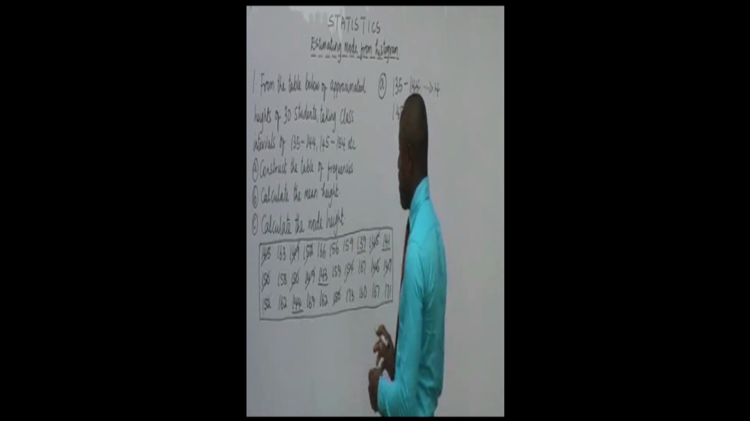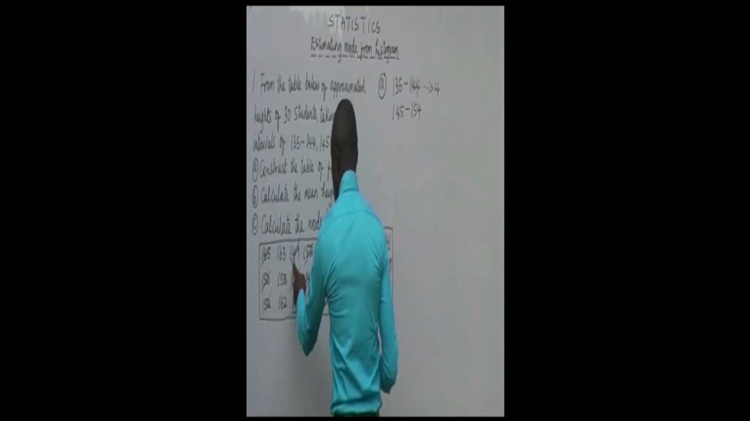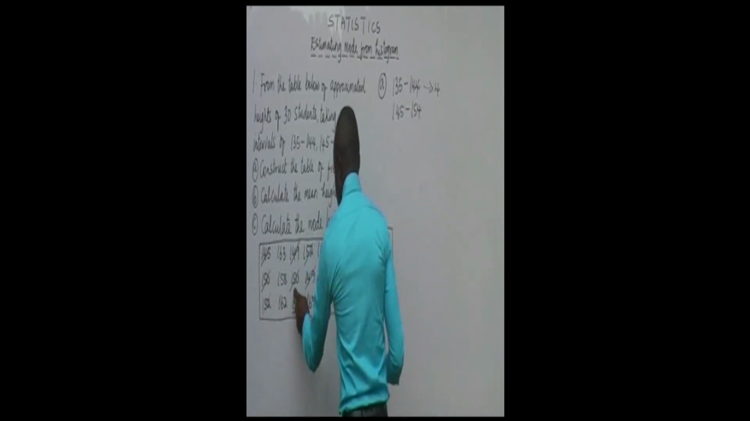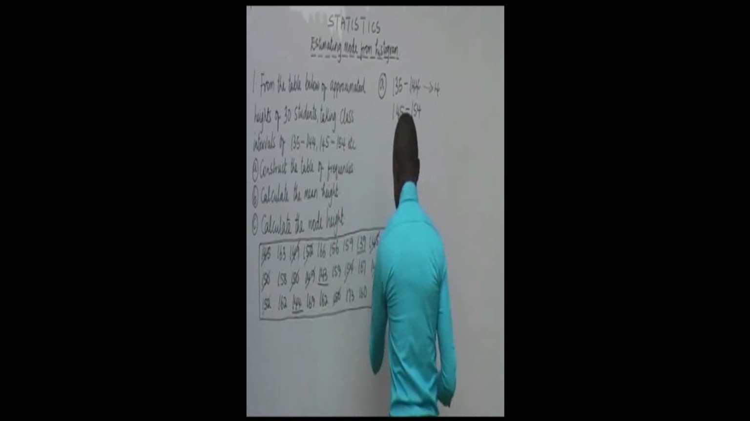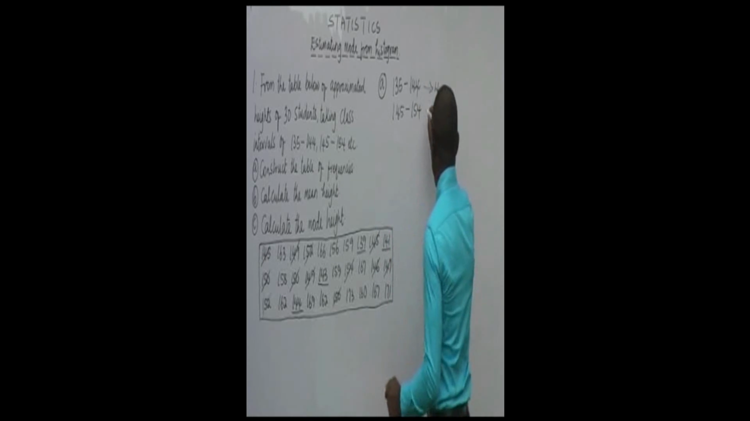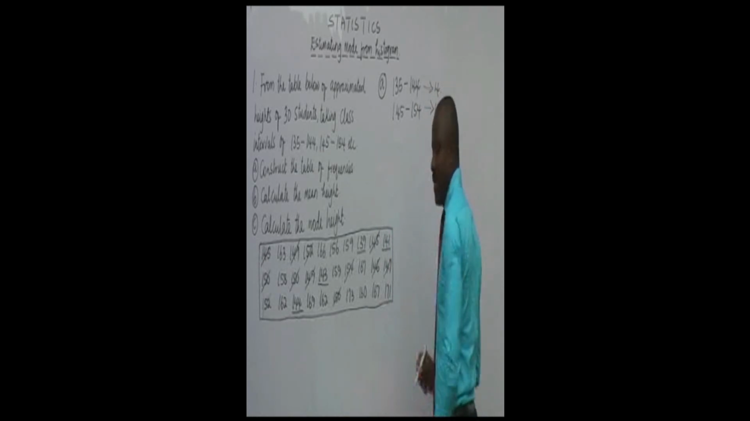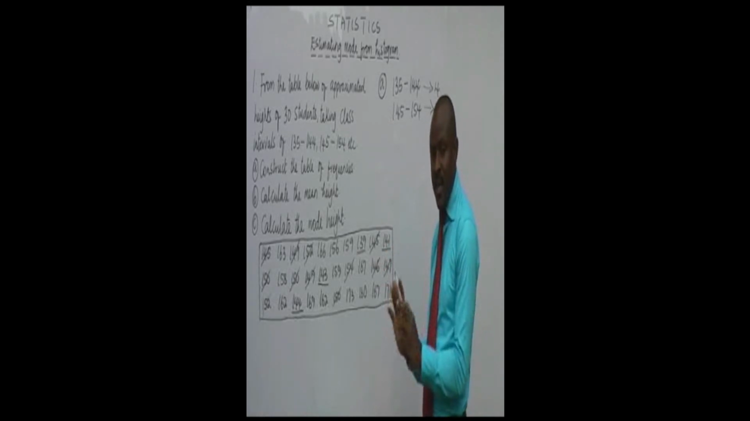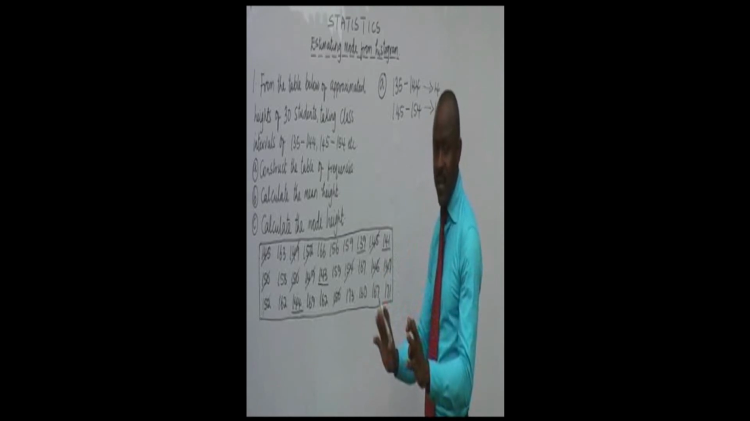Now count how many you crossed. 1, 2, 3, 4, 5, 6, 7, 8, 9, 10, 11, 12. That means there are 12 members of the second class interval. I have taught you how to pick the members of a class interval.